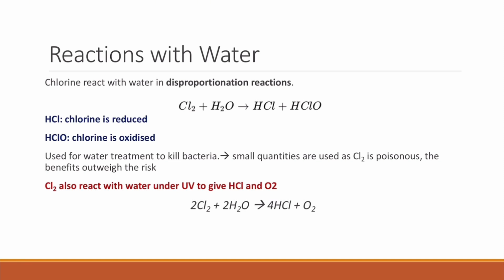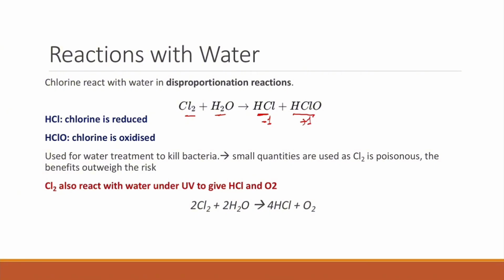Reaction with water. Chlorine reacts with water in two types of reaction. Both of these will be redox reactions. The first one is a disproportionation reaction, where chlorine reacts with water to give two acids, which are hydrogen chloride and hydrogen chlorate(I). These are the two acids. Again, this is disproportionation because the chlorine was oxidized and reduced. In HCl it was reduced because the oxidation state is -1, and in chlorate(I) it's +1, so this is oxidized. This is why we use chlorine for water treatment, because the hydrogen chlorate(I) can be used as an antibacterial.